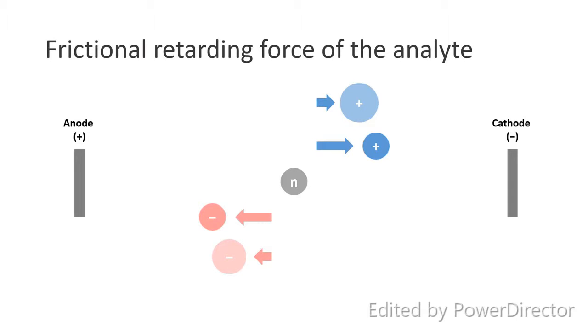In addition, the frictional retarding force of an analyte not only depends on the size, but also the shapes of the analytes, as well as the viscosity of the medium. The more viscous the medium is, the slower the electrophoretic mobility.